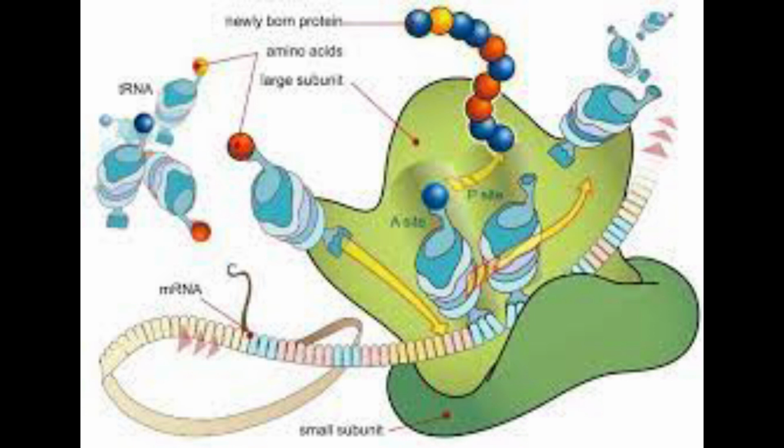Translation. Translation is the second part of the central dogma of molecular biology. It is the process in which the genetic code in RNA is read to make a protein. Translation is illustrated in the diagram below. After RNA leaves the nucleus, it moves to a ribosome, which consists of RNA and proteins. The ribosome reads a sequence of codons in mRNA, and molecules of tRNA bring amino acids to the ribosome in the correct sequence.